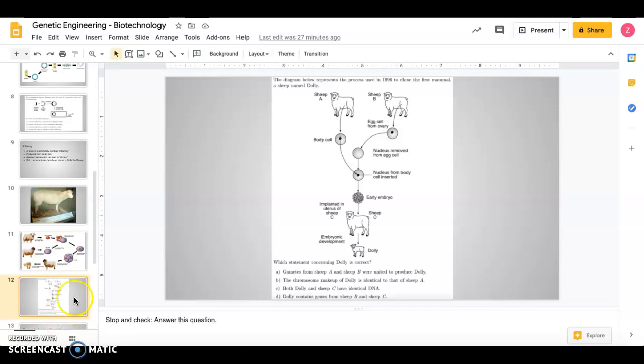The correct answer would be that the chromosome makeup of Dolly is identical to sheep A. When the body cell is combined with the egg cell, only the body cell's genetic material is retained. So Dolly would be a clone of sheep A. She would not be related to sheep B genetically, and sheep C is only like a foster mother, who only carried Dolly during pregnancy but has no genetic relation to her.